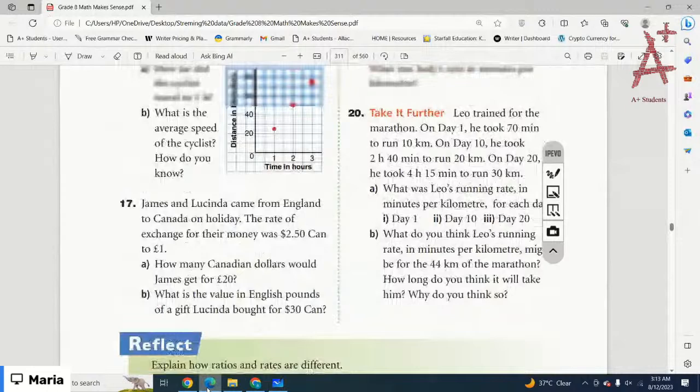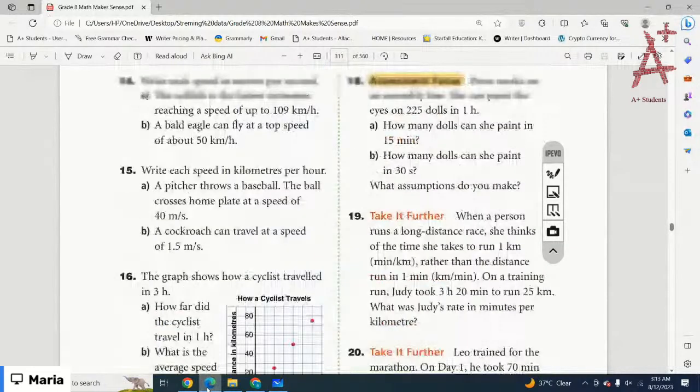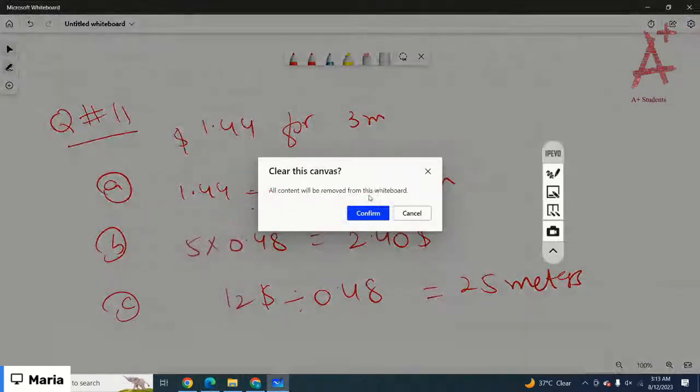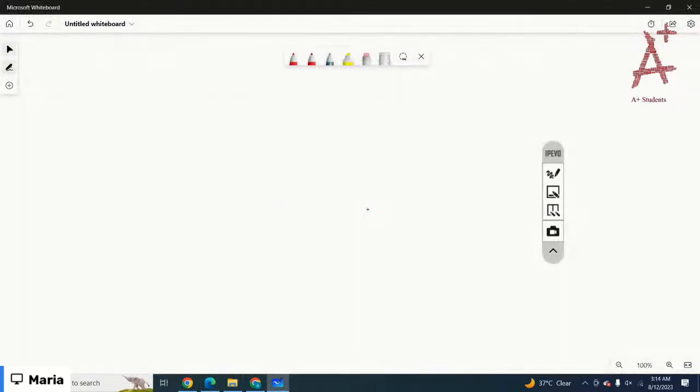Okay, let's just do question number 14, right? Write each speed in meters per second. The sailfish is the fastest swimmer, reaching a speed of up to 109 kilometers per hour. So you are given the speed in kilometers per hour. You have to write it in meters per second. So basically, that is a conversion from one unit to another, right? So kilometer is a bigger unit. Meter is a smaller unit. So for 109 kilometers per hour, you have to multiply because you're going from a bigger unit to a smaller unit.